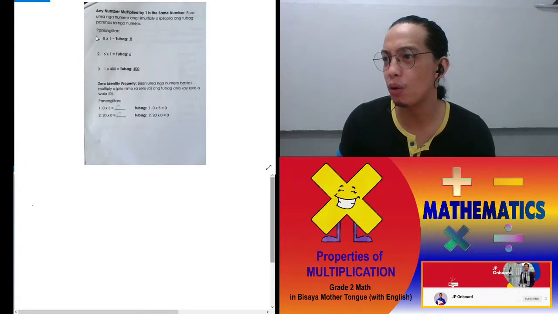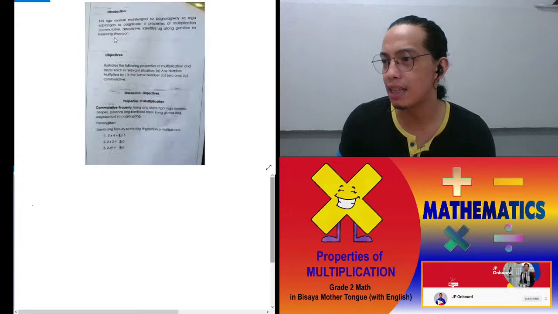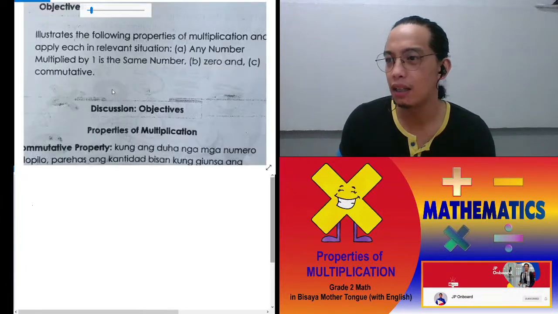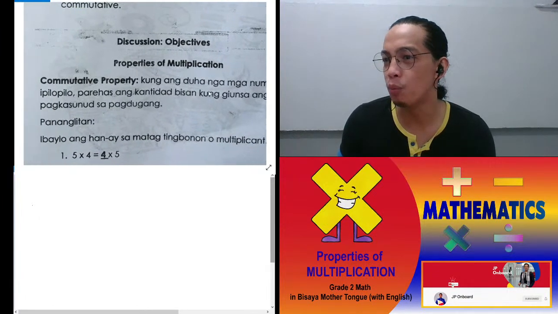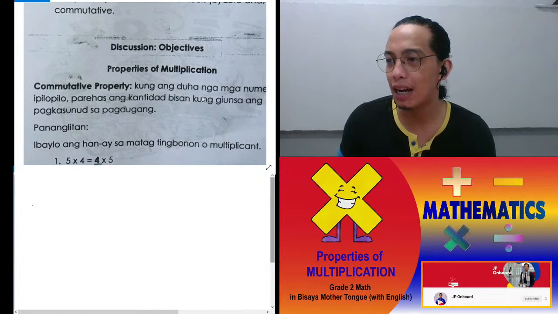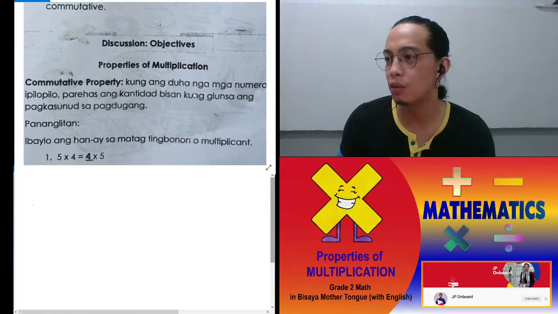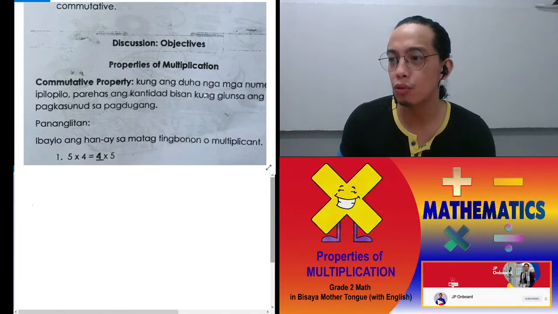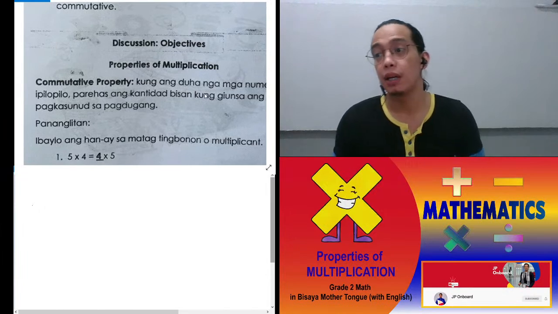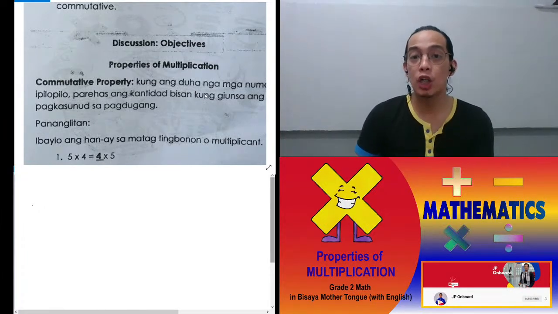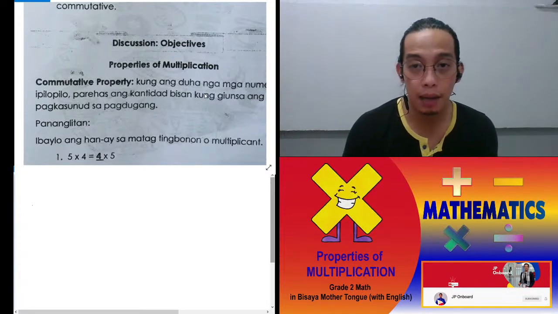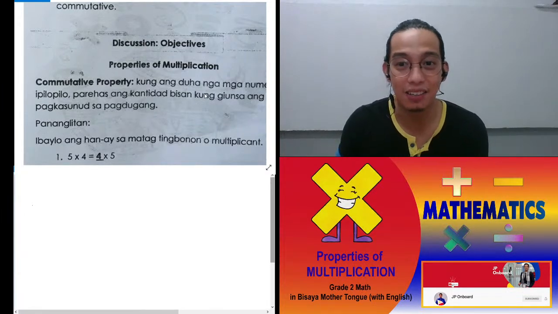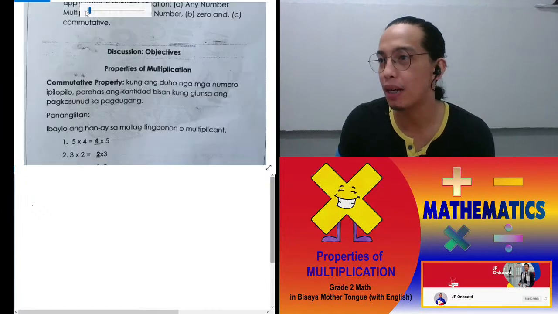If we can recall, it says here, kung ang duha nga mga numero ipilo-pilo parehas ang kantidad bisan kung giunsa pagkasunod. So bisag bali-balihon nimo ang duha ka number na i-multiply, mauna ang usa, pareho ra ang answer. Okay? It's the same. So let's go back to that exercise.